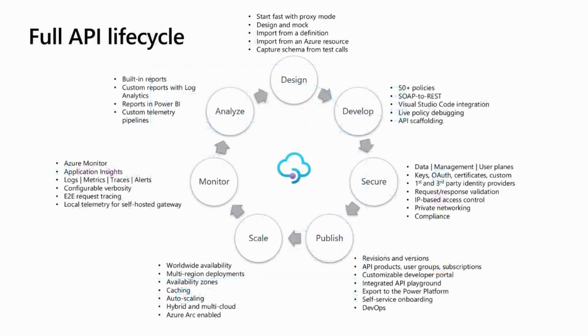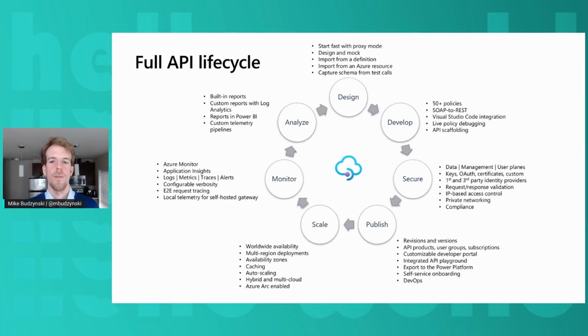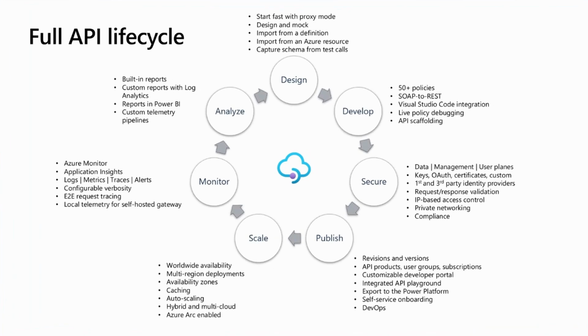When we talk about APIs, typically APIs go through several API lifecycle stages. The stages that we identify are design, development, securing, publishing, scaling, monitoring, and analyzing, and the circle never ends as long as the API evolves. The API management platform assists you with all of these API lifecycle stages. So we do offer a lot of capabilities for every stage of the API lifecycle.